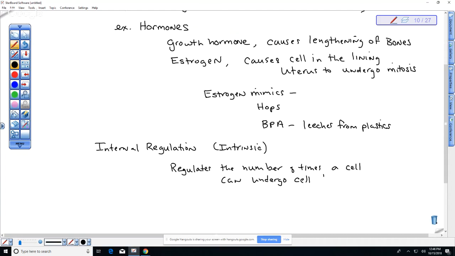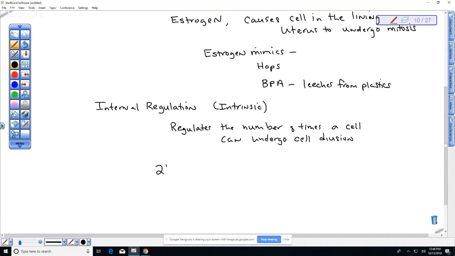And because cell division is essentially just dividing in half, it is actually exponential growth. So when you study exponential growth in math, you know that you can get a large amount of cells through very few cell divisions, right? So if you look at the value, it's 2 to the n, where n is the number of cell divisions.